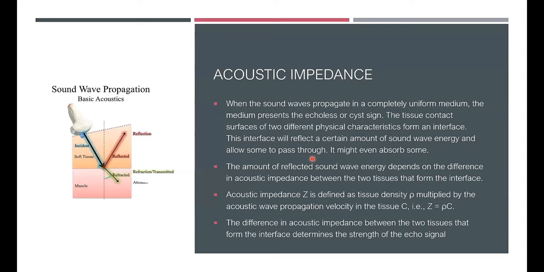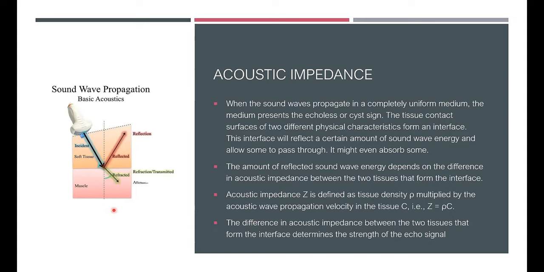Now, why does this happen? Why do we have this problem? The reason that we have this problem is because we have different density between tissues in the chest. So the skin, followed by soft tissue, adipose layer, followed by muscle, followed by bone, followed by lung, pleura, followed by tissue, all have different impedance. And this difference in the physical characteristics between all of these layers in the chest is known as acoustic impedance.